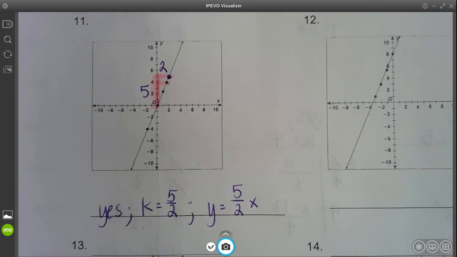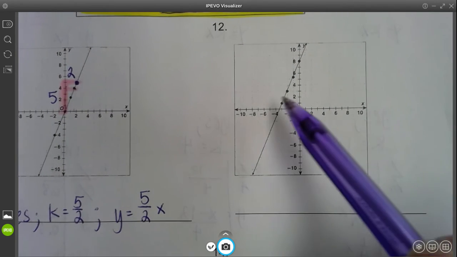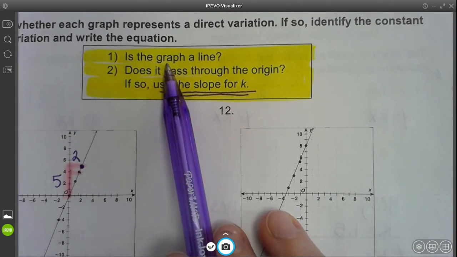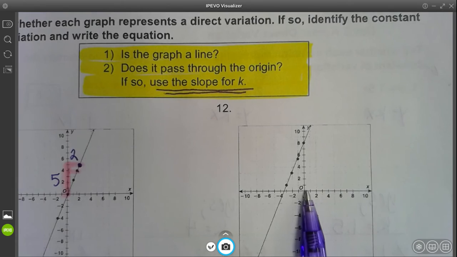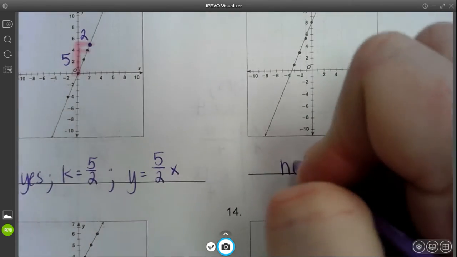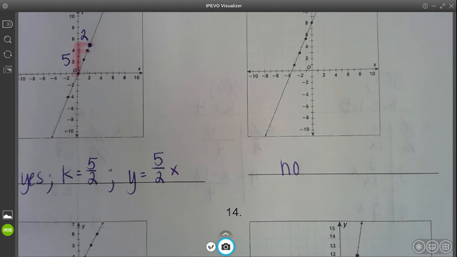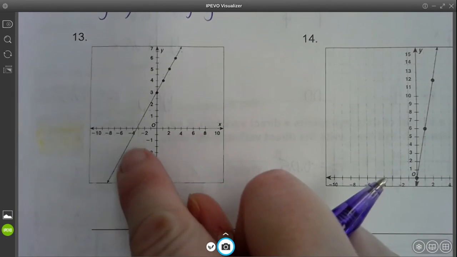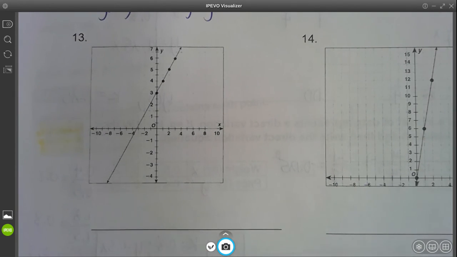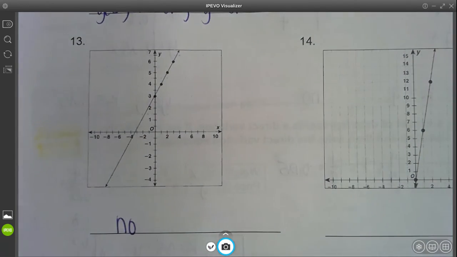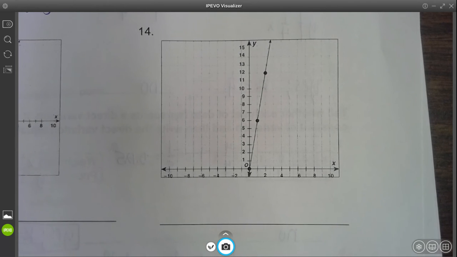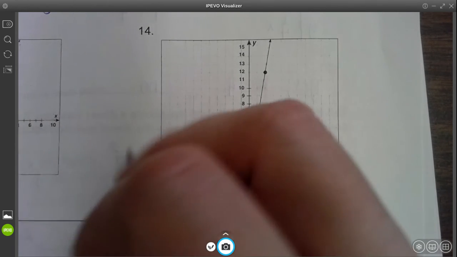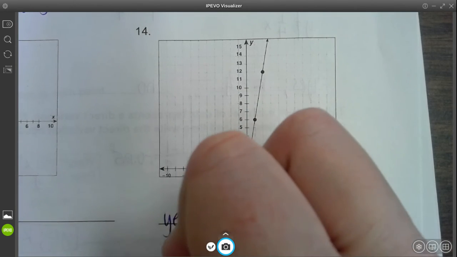Okay, take a look at the next one here. Let's ask ourselves the two questions. Is it a line? The answer is yes. Does it pass through the origin? The answer is no. So this one is just no. This cannot be a direct variation. Okay, number 13, is this a line? Yes. Does it pass through the origin? Nope. So this one is no, not a direct variation. All right, and then this last one here, is it a line? Yes. Does it pass through the origin? Yes. So this one is direct variation.